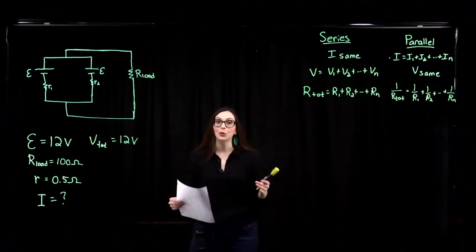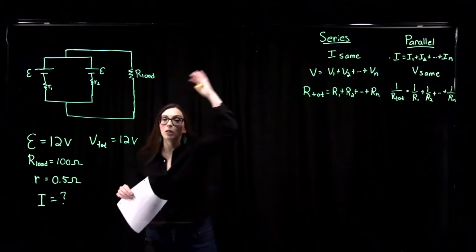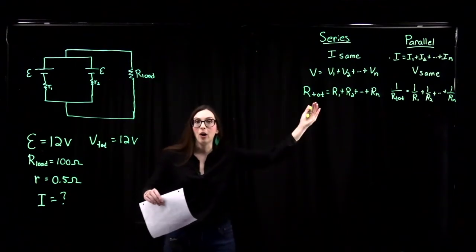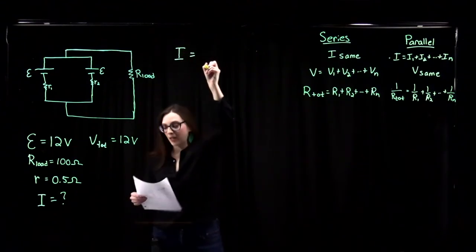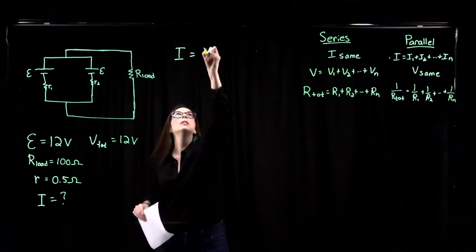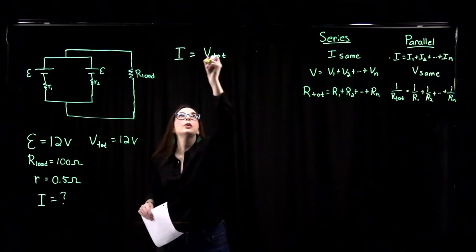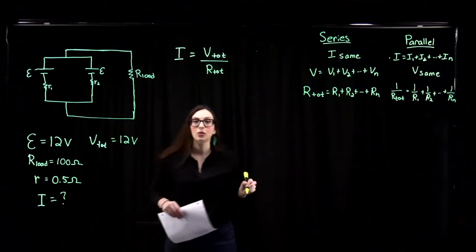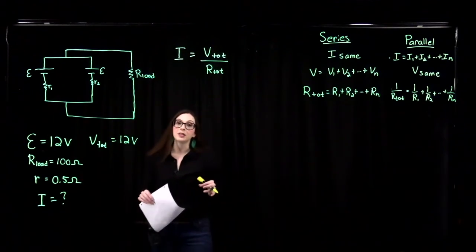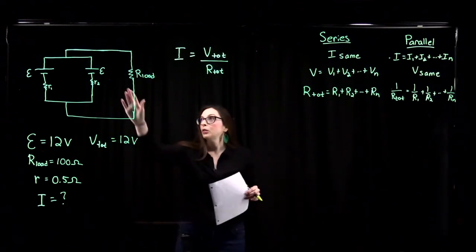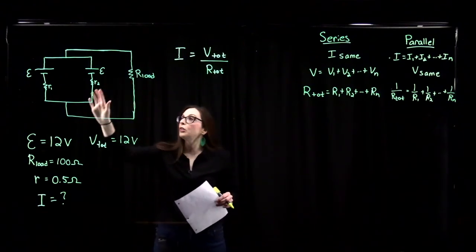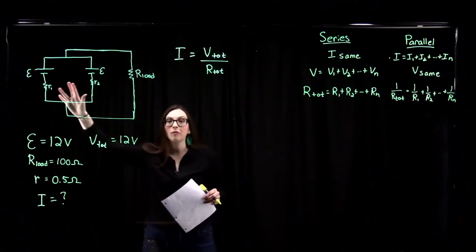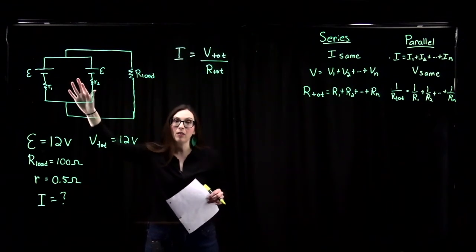Then to find the total current in our circuit, we can use Ohm's law, V is equal to IR, and we can solve it for the current. So the current is going to be my total potential, which is 12 volts, divided by the total resistance of this circuit. So the total resistance of this circuit is going to involve the resistance of this device that I'm trying to power, and the internal resistance of my two batteries here in parallel.